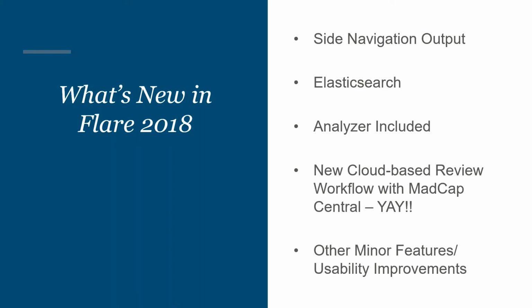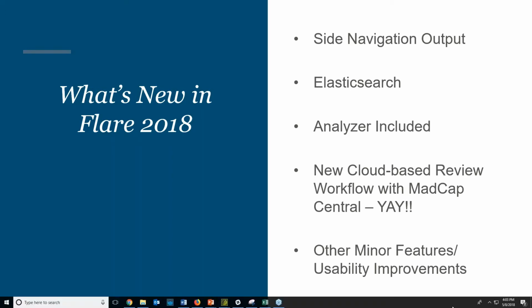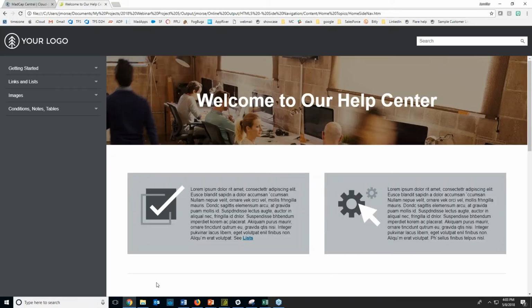So let's start with the side navigation output. I'm going to put PowerPoint away temporarily. I'm going to be doing a little bit of switching from PowerPoint into the browser into Flare. So I'm going to do it as elegantly as I can. So forgive me if it's a little clunky here at first. I'm going to go ahead and pull up an output here.